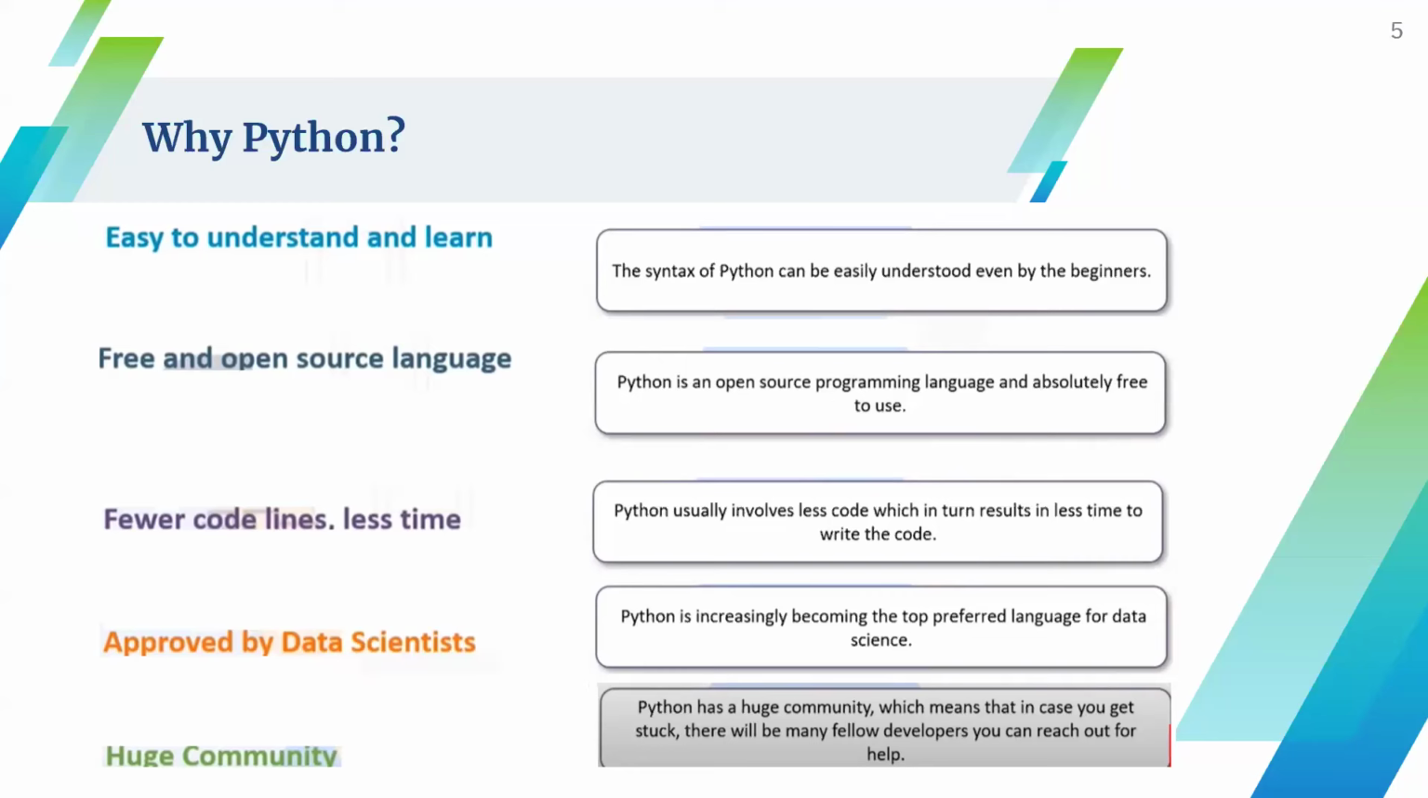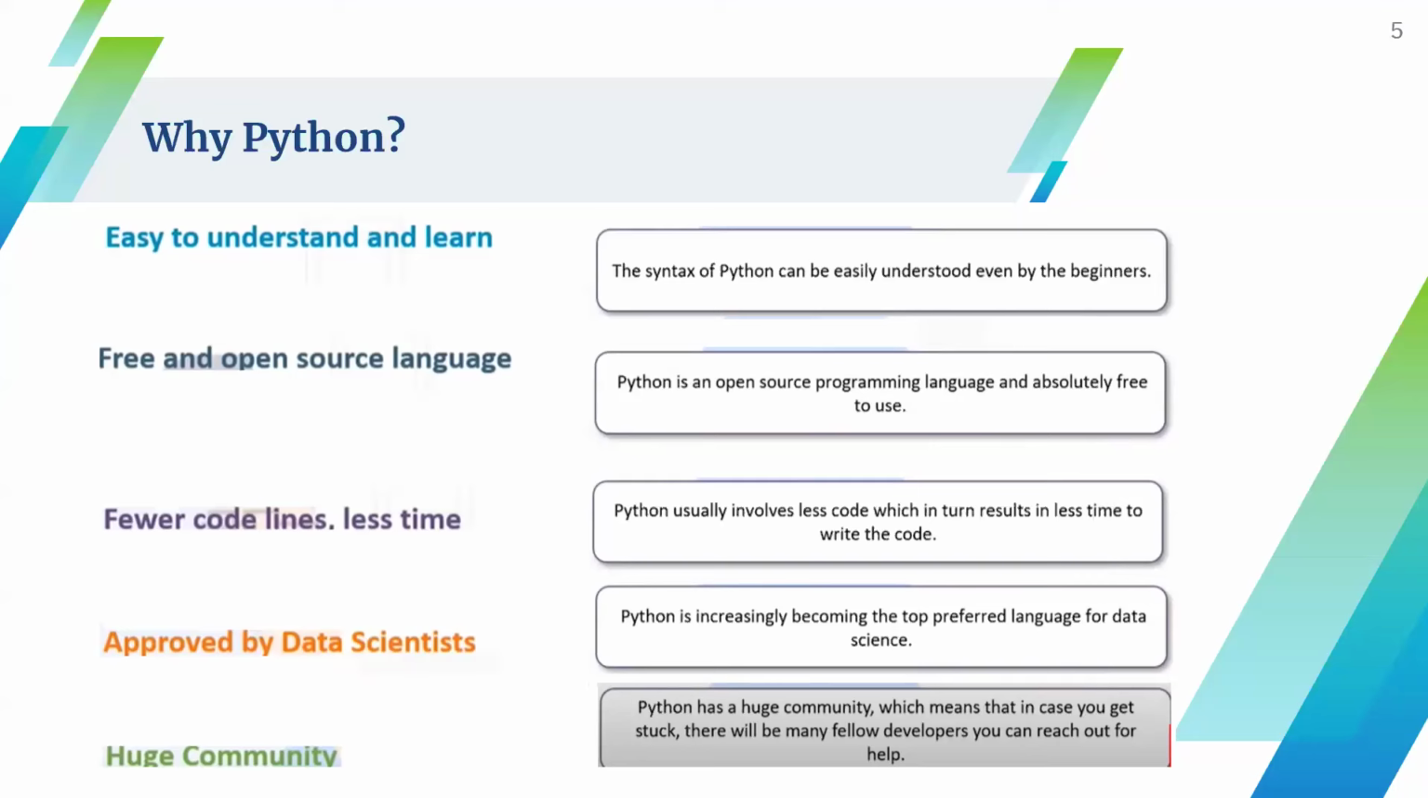It also needs fewer lines of code; we write less code. We do not write code like what you write in Java, right? For each and everything in Java or C or C++, you write bigger code, but here the code is very small, right? Approved by data scientists, Python is increasingly becoming the top preferred language for machine learning, data analysis and data science, right? Most scientists also use Python for developing or doing research.